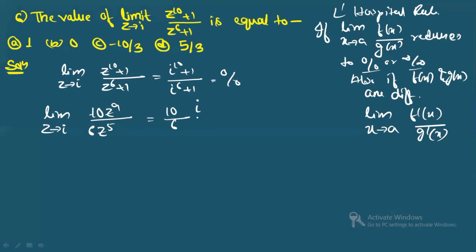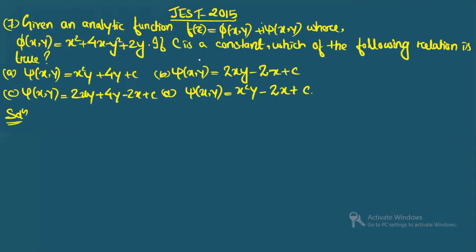So finally you will get what? i by i only. You can do and see, i and 10 z to the power 9 is what? i. z to the power 5 is also i. This is 2 5s are, 2 3s are. So finally you will get 5 by 3. So this is the value. Clear? It was not that tough. You could do it easily.